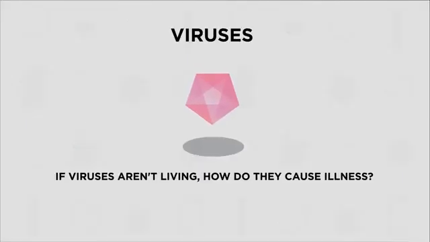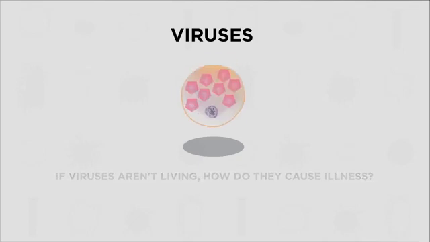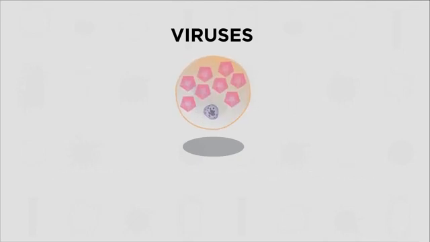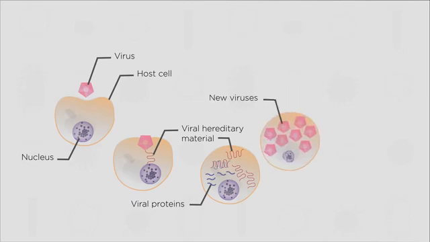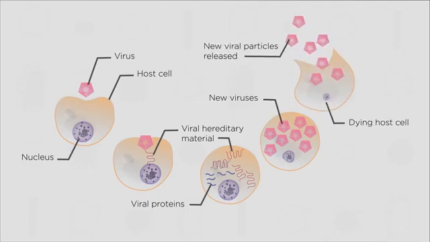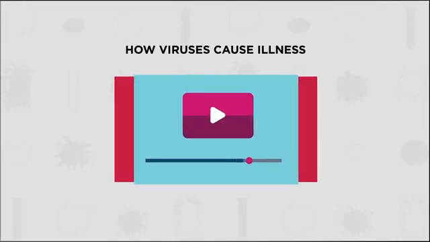So if viruses aren't living, how do they cause illness? Viruses are parasites. They can only reproduce in other living cells. They enter a host cell and hijack the host's genetic machinery. They make copies of their own viral genetic material instead and produce lots more virus particles. After lots of virus particles have been made, the host cell dies and the viral particles are released to infect more cells. The released viral particles can also spread to other people. There are actually two different ways in which a virus attacks the host cell, which we'll look at in more detail in another video.